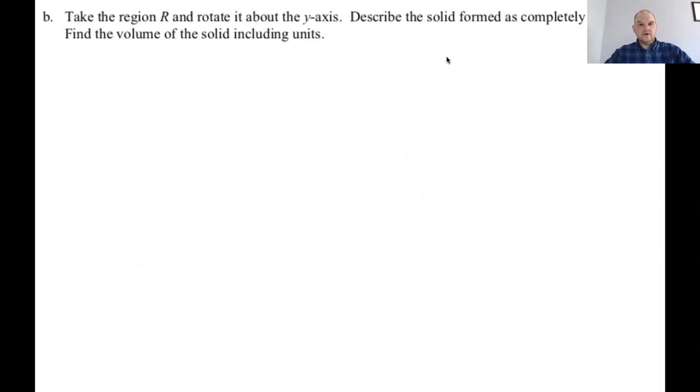So take the region R and rotate it about the y-axis. Describe the solid formed as completely as possible. Find the volume of the solid, including units. All right, so this is where the fact that we took forever on the last problem is going to pay off a little bit, because this one's a little different.